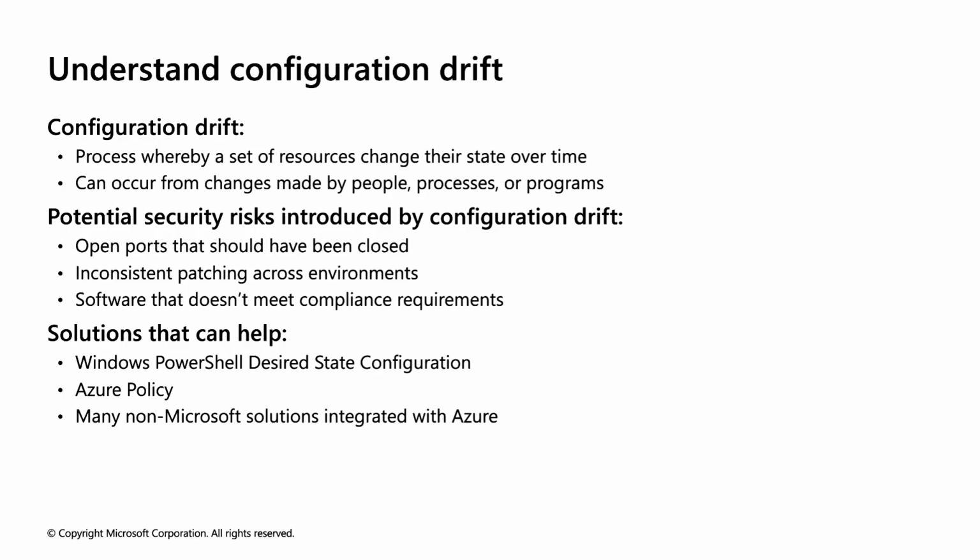To combat configuration drift, organizations use solutions like Windows PowerShell desired state configuration, Azure Policy, and other integrated tools. These solutions help ensure that resources remain in their defined, secured state by automatically detecting and correcting deviations. By leveraging these technologies, teams can maintain consistency, improve security, and reduce the risk of unexpected issues in their cloud environments. This proactive approach is essential for keeping systems reliable and compliant as they evolve.